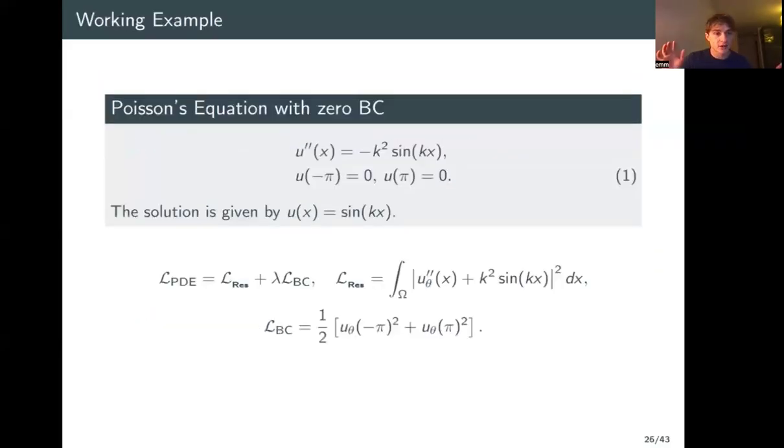So now let's consider an instance of this setting, the Poisson equation, in one dimension with 0 boundary conditions. Here we're going to consider this forcing function, and the reason why we consider it this way is just because we know that the solution at the end is just going to be given to us by a sine of kx. So this is a very simple setting, but we can write down everything. We can write down the residual loss. We can write down the boundary condition loss.